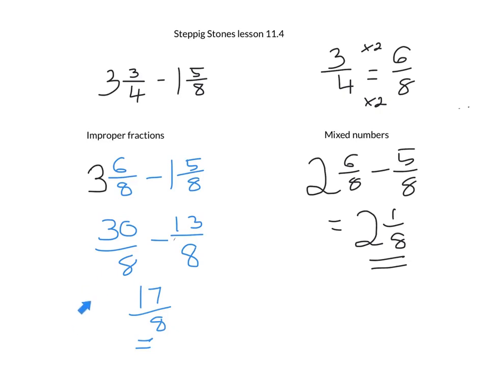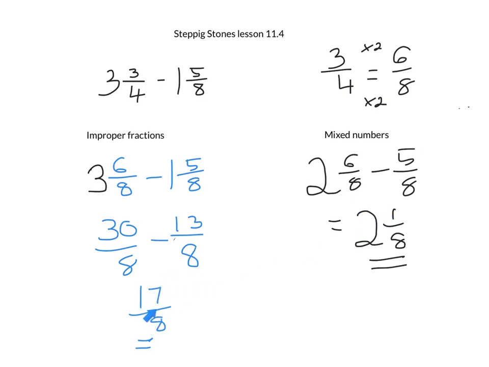Now, of course, always check. 17 eighths should be the same value as 2 wholes and 1/8, and it is, because in 2 whole cakes, I've got 8 eighths in one of the wholes, another 8 eighths in the other cake, which is 16 eighths. 2 times 8 is 16. 16 eighths, add on 1/8 is 17 eighths.